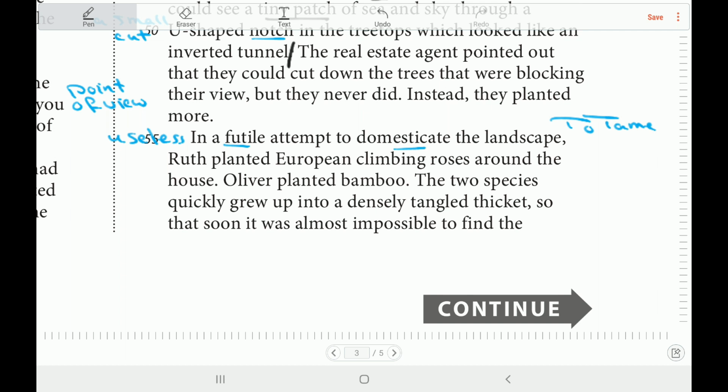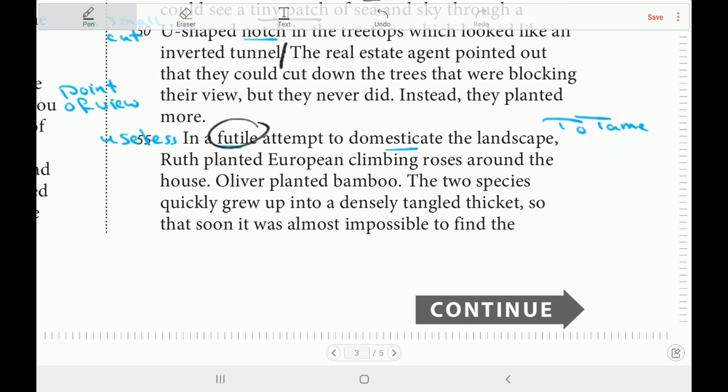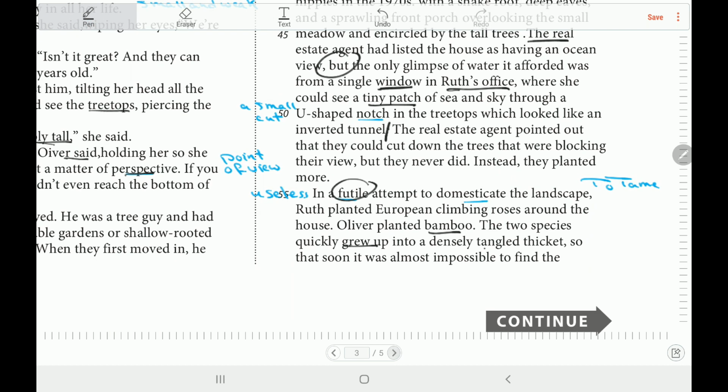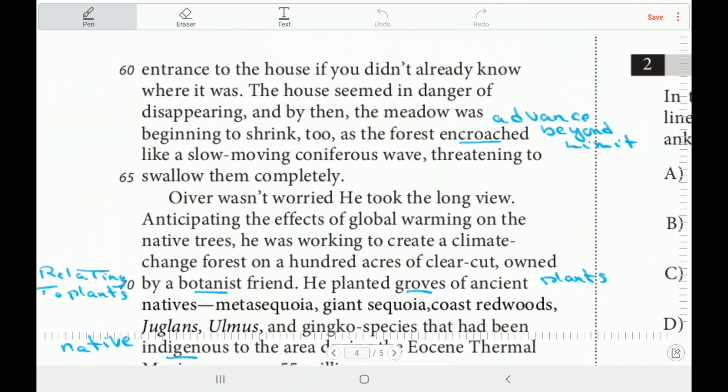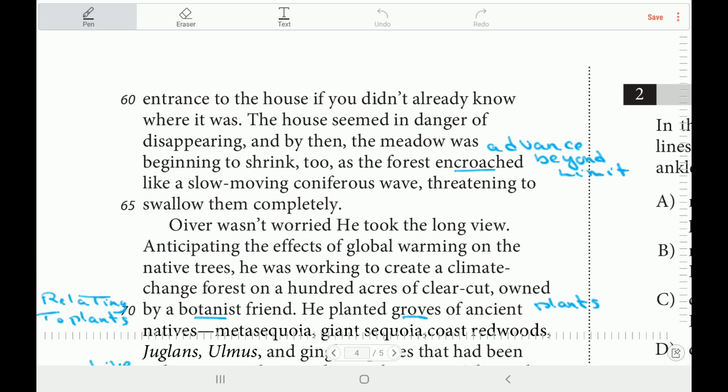So, futile means useless, and we'll know why. She planted some plants, and also Oliver again planted bamboo. The two species quickly grew up into a densely tangled thicket, so that soon it was almost impossible to find the entrance of the house if you didn't already know where it was. So it turned into a mess. Okay, the climbing trees grew and blocked everything.